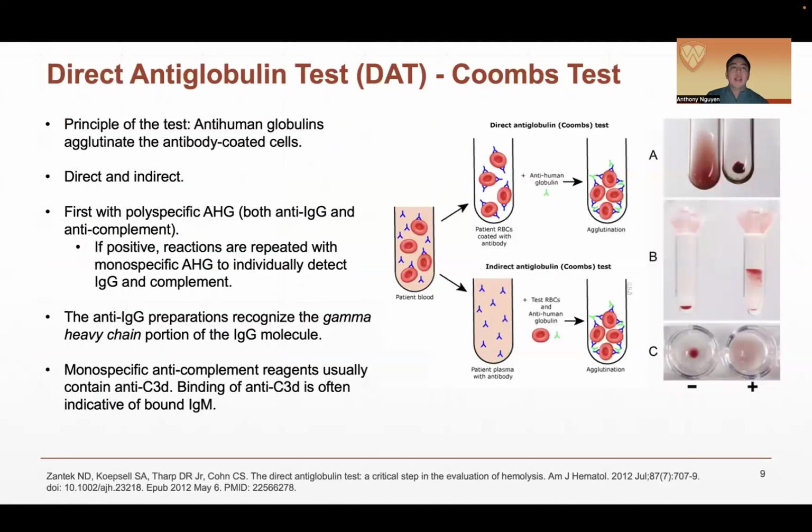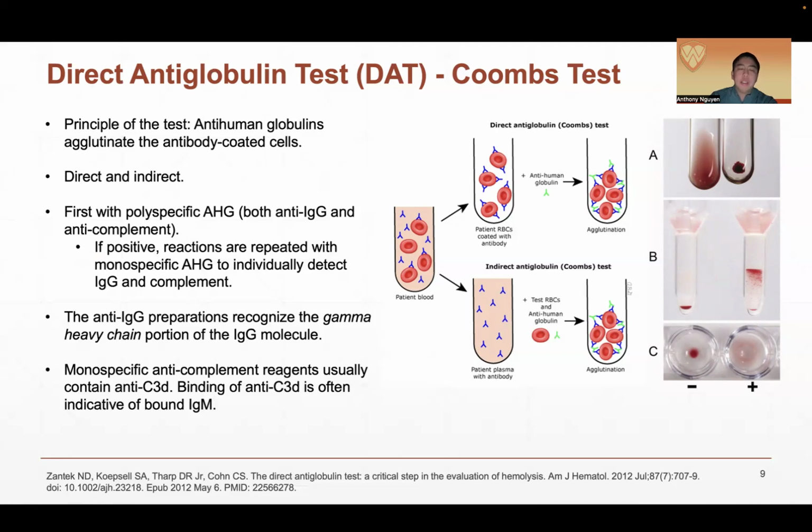So our main test when we suspect an antibody-mediated hemolytic anemia is called a direct antiglobulin test, or a Coombs test. And the principle of the test is to detect antibody-coated cells. So anti-human globulins agglutinate the antibody-coated cells. There's a direct and indirect. First, we measure with polyspecific anti-human globulin that is directed against both anti-IgG and anti-complement.